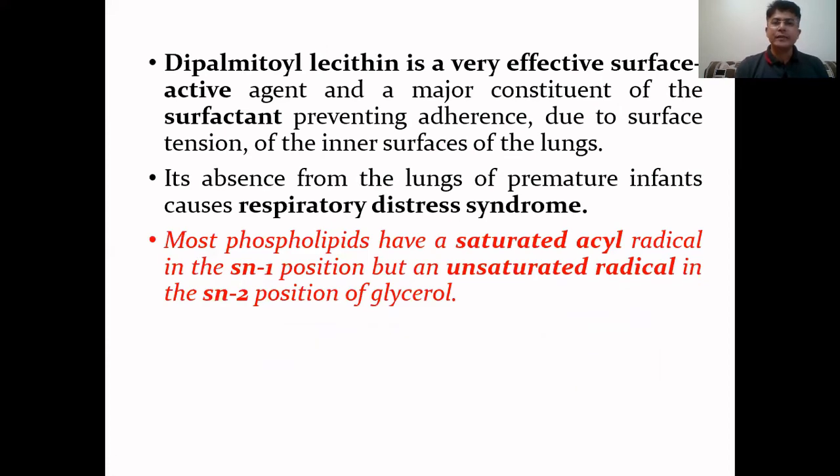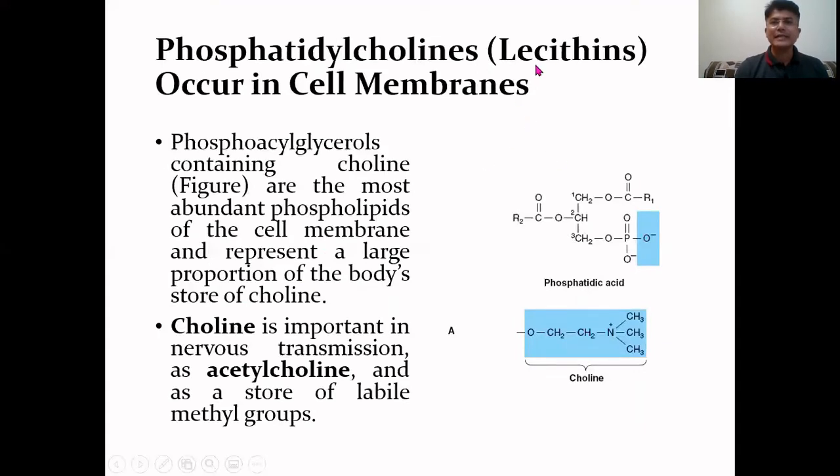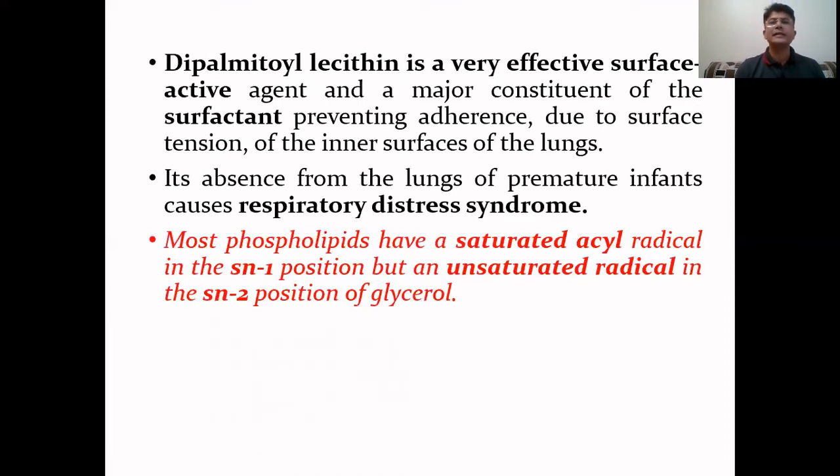Dipalmityl lecithins are also referred to as phosphatidylcholines. So dipalmityl lecithin will contain palmitic acid at the two carbons, SN1 and SN2. Dipalmityl lecithin is a very effective surfactant and a major constituent of the surfactant, preventing adherence due to the surface tension of the inner surfaces of the lungs. Its absence from the lungs of premature infants causes respiratory distress syndrome.